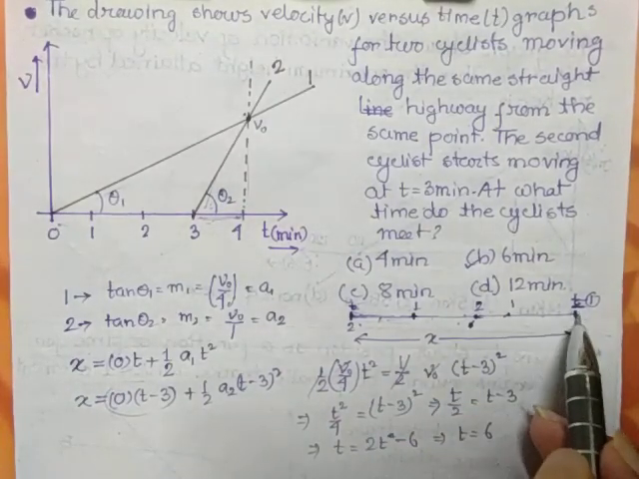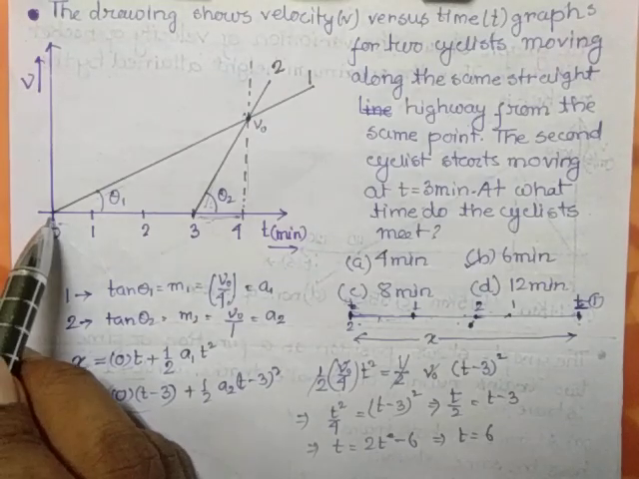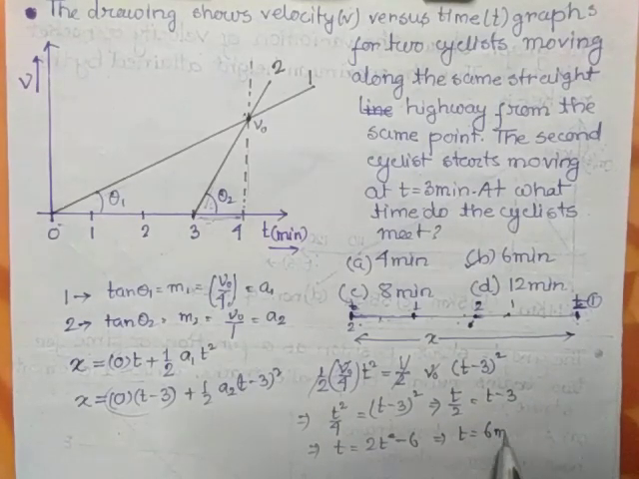So they will meet after 6 minutes, but their velocities will be the same at 4 minutes, and both of them did not start the journey at the same time. Particle 1 started its journey at t equal to 0, and particle 2 started its journey at t equal to 3 minutes, 3 minutes later. So this is the total scenario, and they will meet each other after 6 minutes.